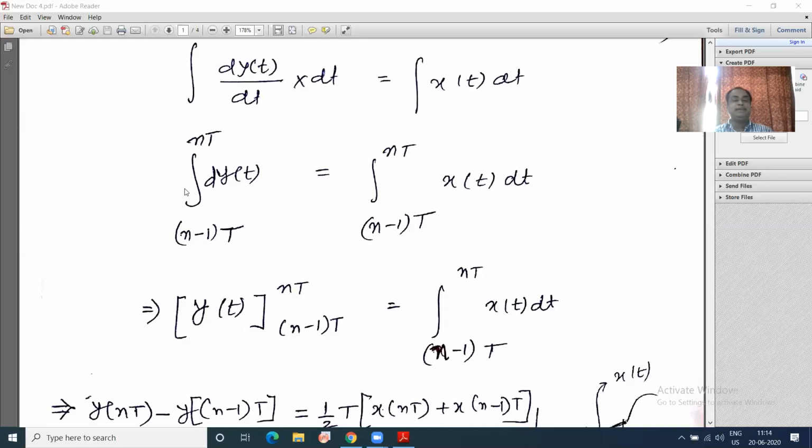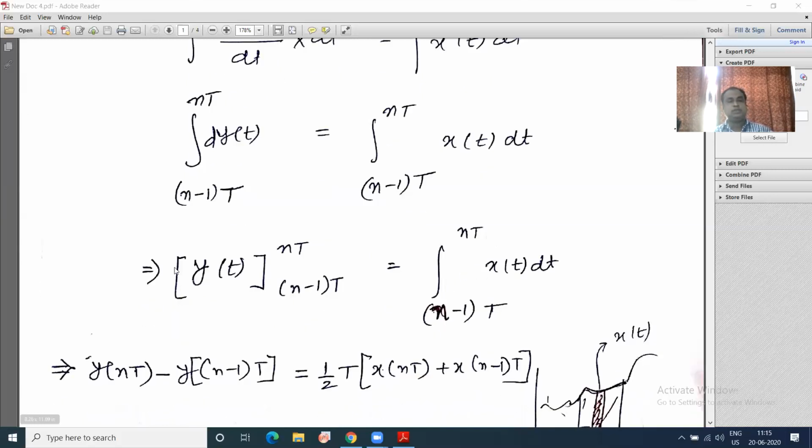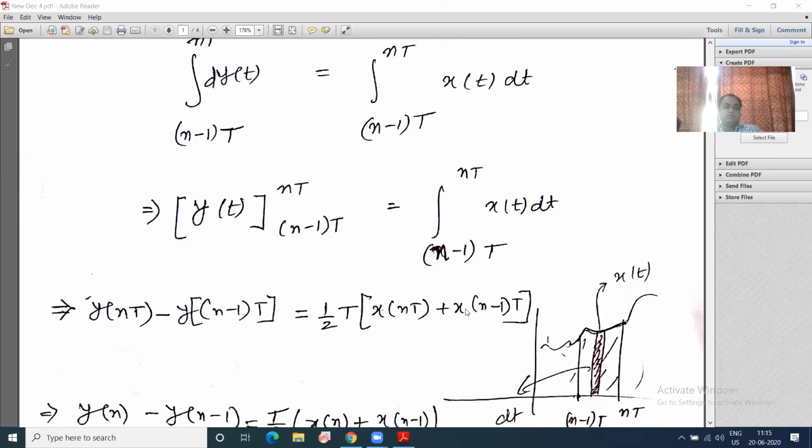Okay. Yes. Then I am writing y of t equal to the integration of x of t dt from n-1 of T to nT. Then I can write it as y of nT minus y of n-1 of T, that is half times T into this. This is something which you have to learn. Evaluation of this integral means what? You have to calculate the area under the curve x of t over this limit. Do you agree with that?